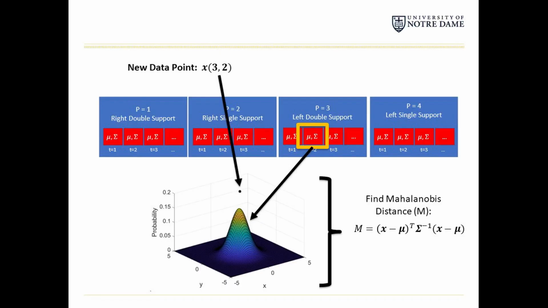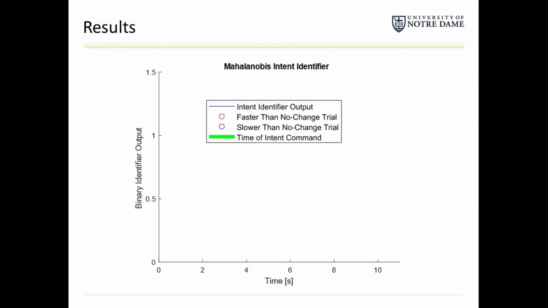The type of intent change was determined based on the timing offset between new observations of a gait phase and the modeled gait phase. In the following slide, some preliminary results will be added to this graph.